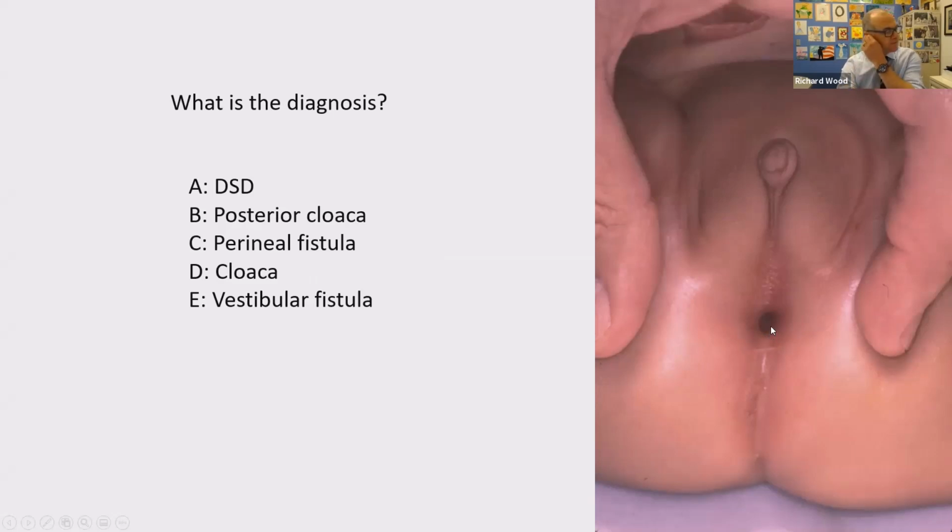And so one just needs to be aware that when you're doing your clinical exam, you have your standard cloaca, which is a single orifice in the area of the clitoris. You can have a covered extrophy variant, which looks like the one we've just seen. And we can have a posterior variant, which is the one we're looking at now.